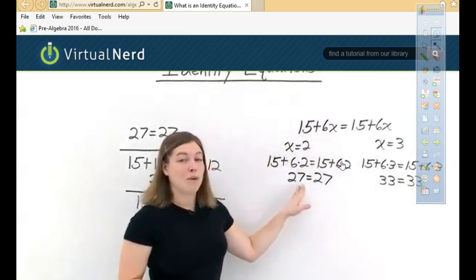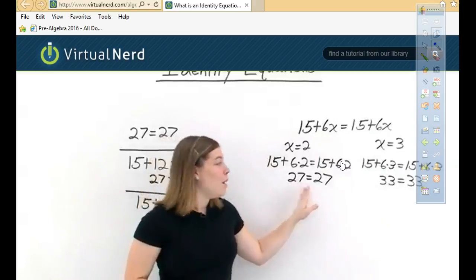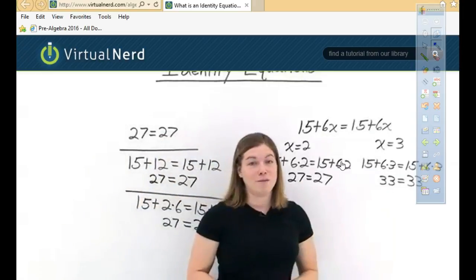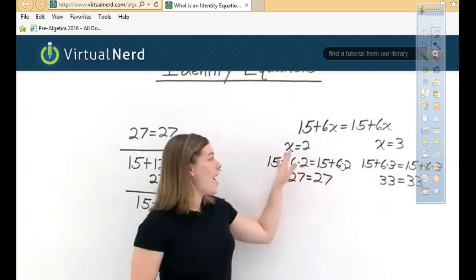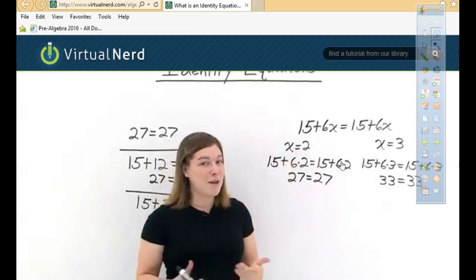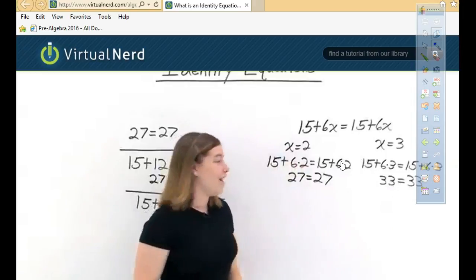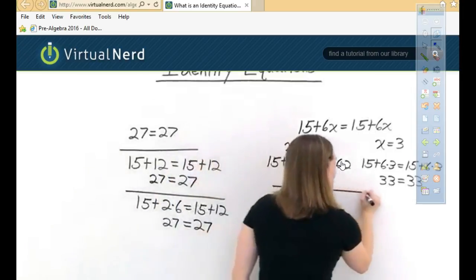These are different numbers than what we got when we used x equals 2, but it still makes a true statement. So we still have an identity equation. Now this will work for any value we pick for x. So it doesn't matter what you're picking, it's always going to work. Now these do get harder as well.